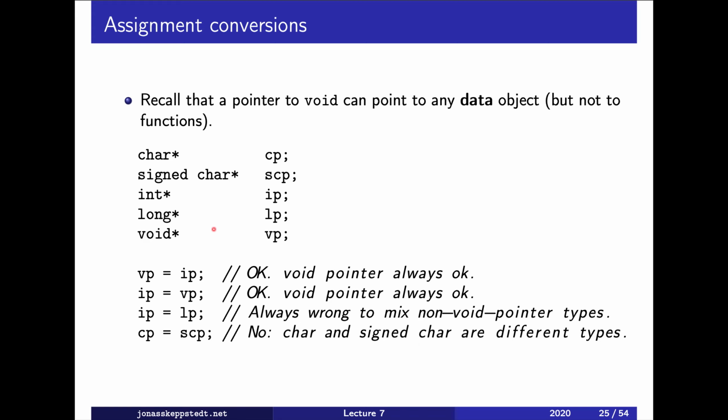Since we can assign like this, there is no need to do a cast like this if we request memory from malloc. In C++ that's necessary, but not in C, since it's permitted to copy from a void pointer to any other data pointer.